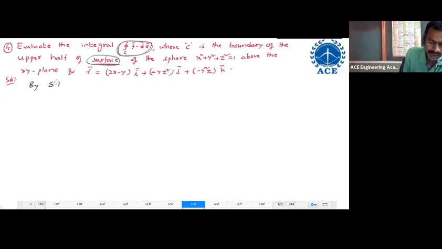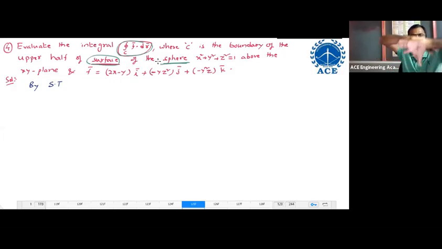By Stokes theorem, or we can say it the other way also. The name of the object is sphere, and check whether any condition is given on the surface of the sphere or not. C is the boundary of the upper half of the surface of the sphere above the xy plane. That is, we are given a condition on the surface of the sphere. We are asked to choose a surface of the sphere just above the xy plane, that is only the upper half of the surface.